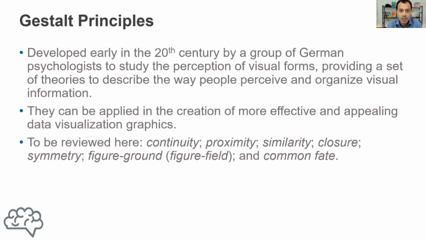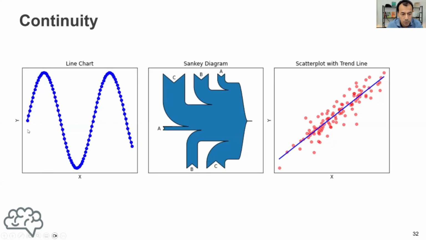We can apply the Gestalt principles to choose which visualization tools we are going to use, and to plan how we are going to use them. Here I am going to focus on the principles of continuity, proximity, similarity, closure, symmetry, figure ground or figure field, and common fate. Based on the principle of continuity, we tend to see objects as belonging to something continuous.